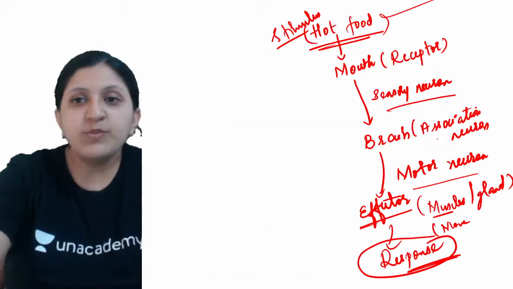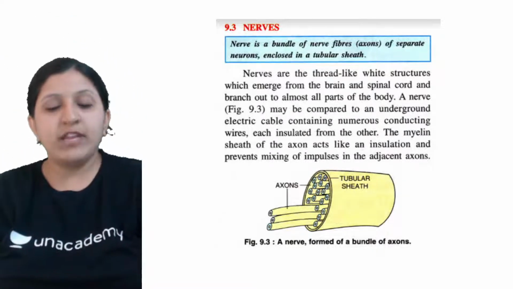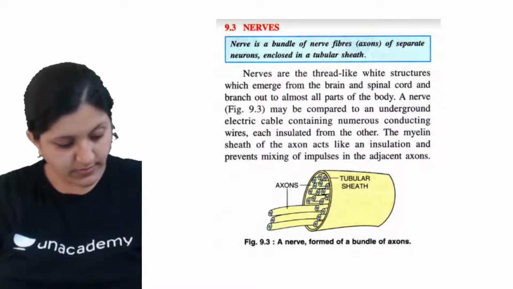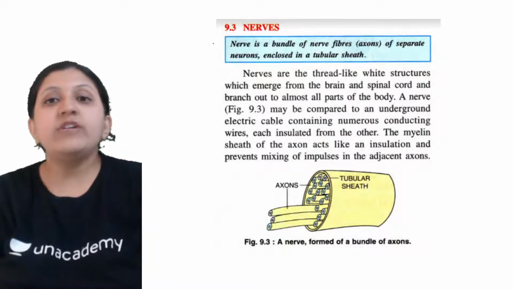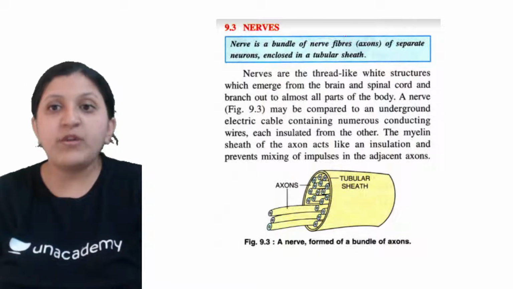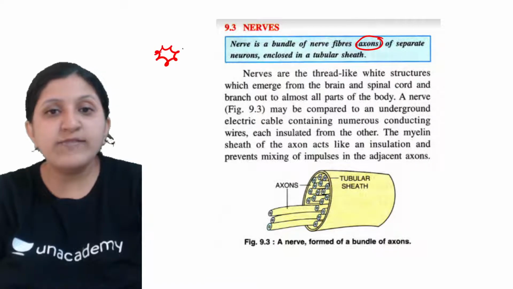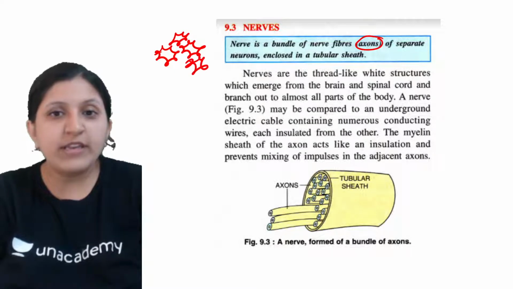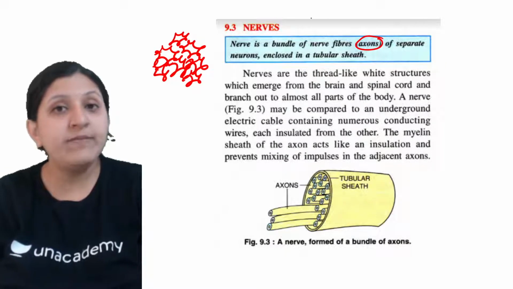Okay, so moving on to the next one, the nerve. So a nerve is a bundle of nerve fibers. What is a nerve fiber? It is an axon. So let's say there is a group of cell bodies as such. You can find a group of cell bodies here, and there has to be an axon.